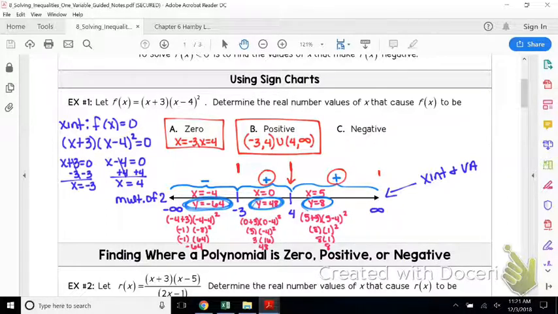All right, and then C, where is it negative? Negative infinity to negative 3. Because that's where the y values were negative. And what were the x equals negative 4 and x equals 5 for then?